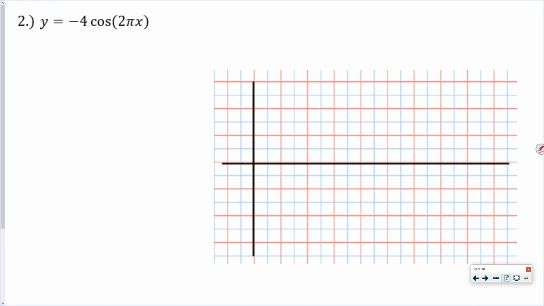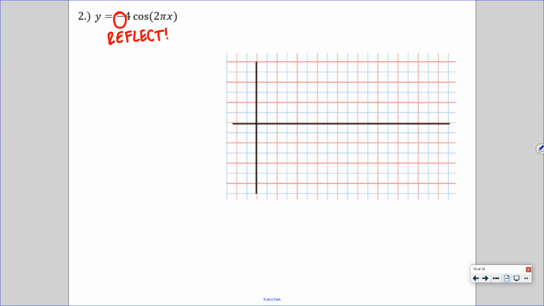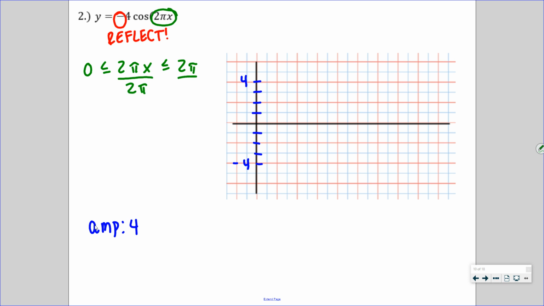Because it's easy to forget that, sometimes I'll just circle this and write reflect or flip, or just an R or something like that. Write down, hey, don't forget we are going to have to reflect this. All right, my amplitude, 4. That's easy, just count it by ones. My y-axis. Period. It's going to be 1.